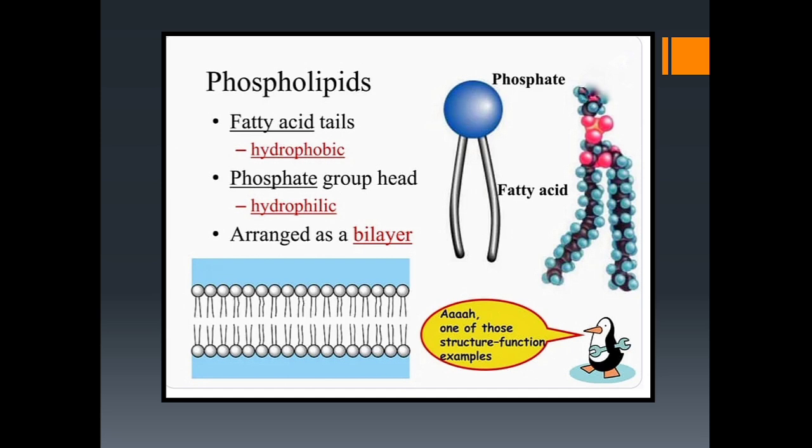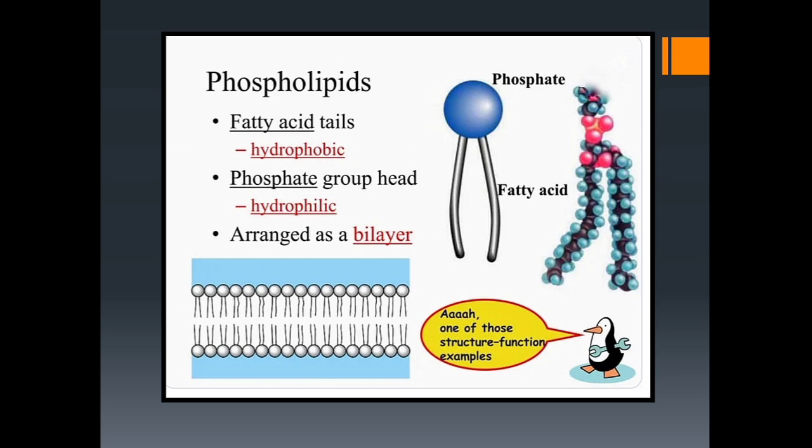What is the character of these parts? The fatty acid tail is hydrophobic in nature. Hydro means water and phobia means hating, so it hates water. It doesn't want to combine or mingle with water, and it avoids water very frequently. That's why the fatty acid tail is hydrophobic in nature.